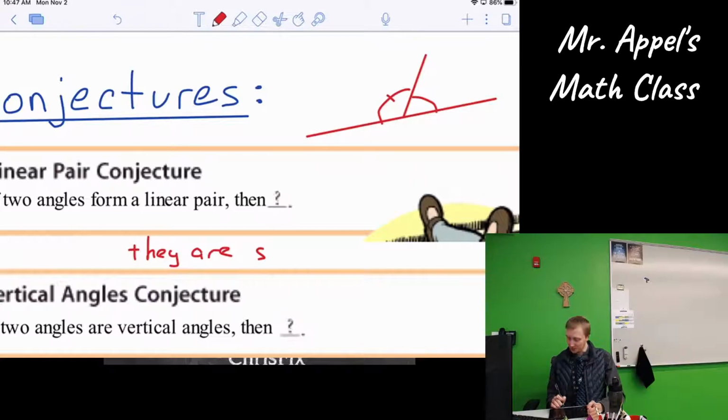Supplementary. There we go. Very good, Gisela. They are. Why did it? Okay, that was weird. Supplementary.